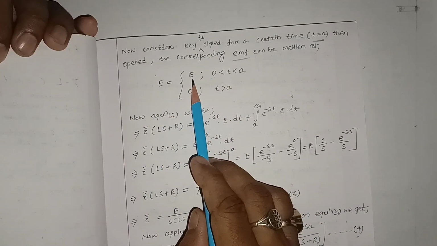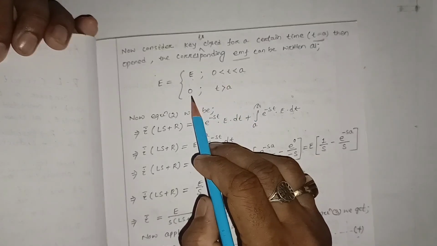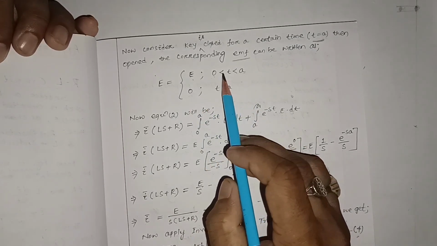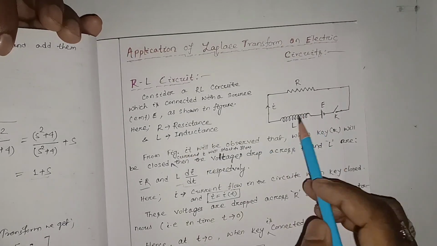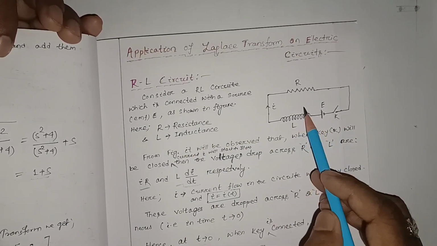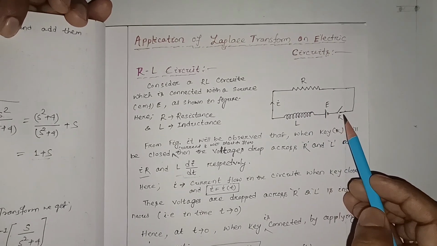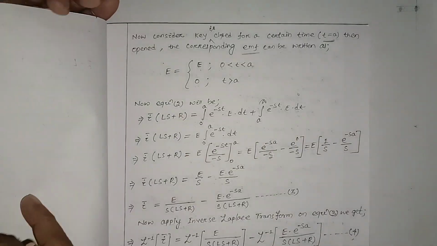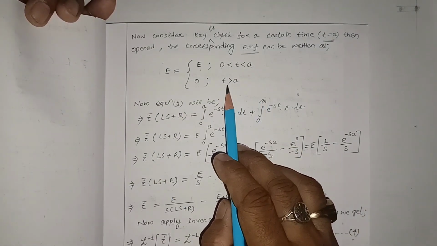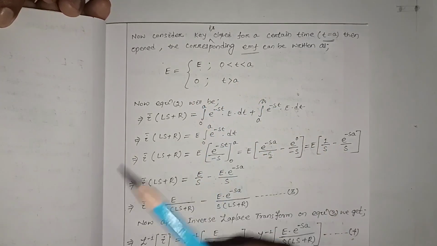E will be equal to E when the time is in between 0 to a, and will be 0 when t is greater than a. That means in between that time the EMF has been connected with this circuit. That means the key will be connected for the time period up to a. Then after t equal to a, the key is opened, so the EMF obviously will be disconnected, will be 0.